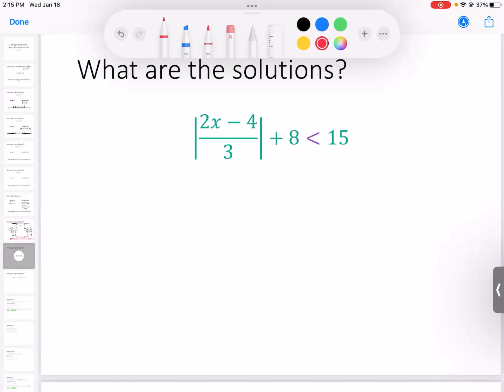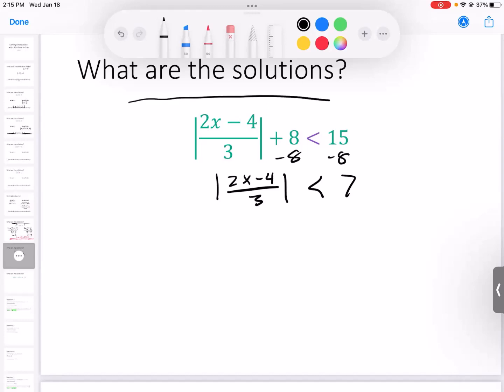Yep, we want a -8 because the absolute value step is not by itself on one side of the inequality. So we want to subtract 8 to get rid of that. And that just tells us that 2x minus 4 over 3 is less than 7. So now that the absolute value stuff is by itself, I'm going to draw a number line and think about where that absolute value stuff can be.